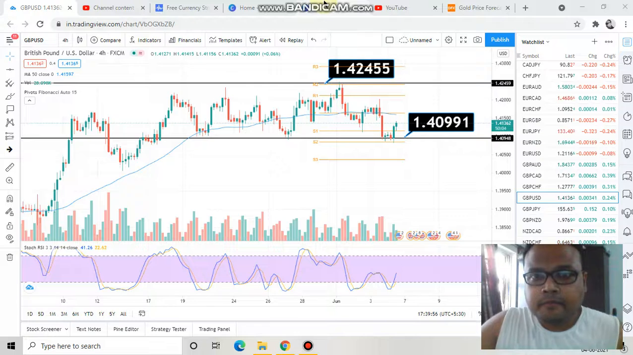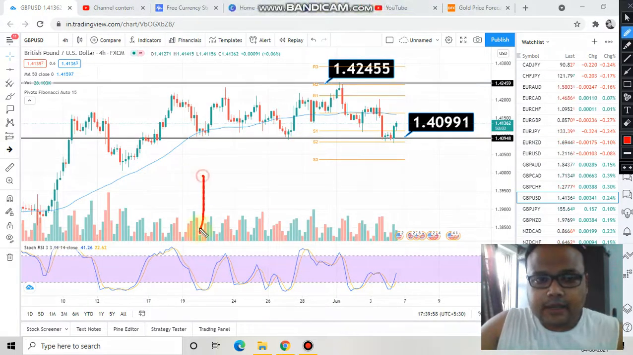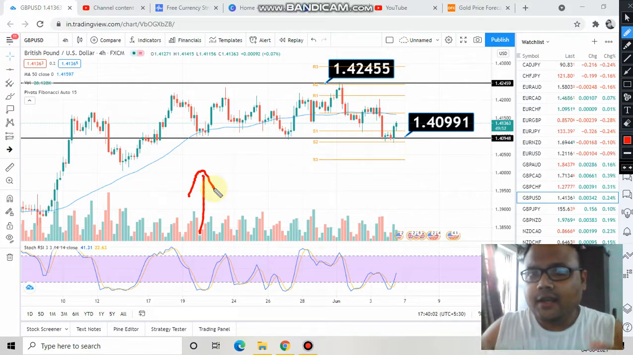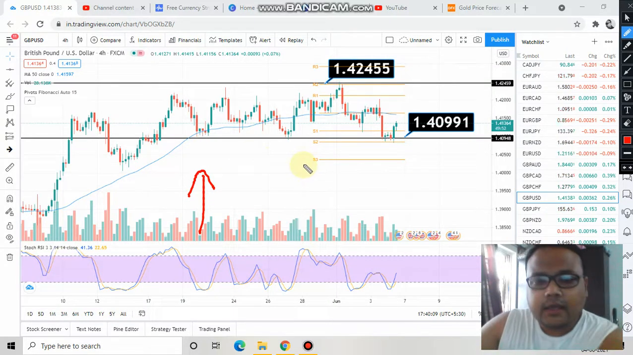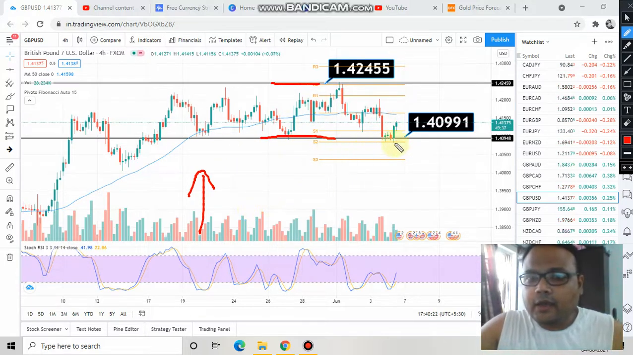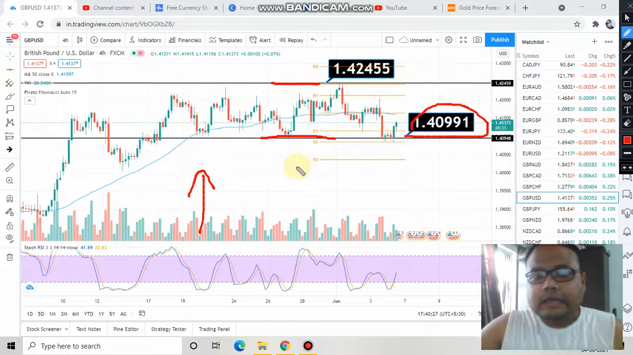Because this market is in uptrend, therefore we should mainly look for buying opportunity. And right now market is in a range. So in a range bound market, we know that we get opportunities to sell also and to buy also. We can short the market at the resistance and we can go for buy order or long at the support.